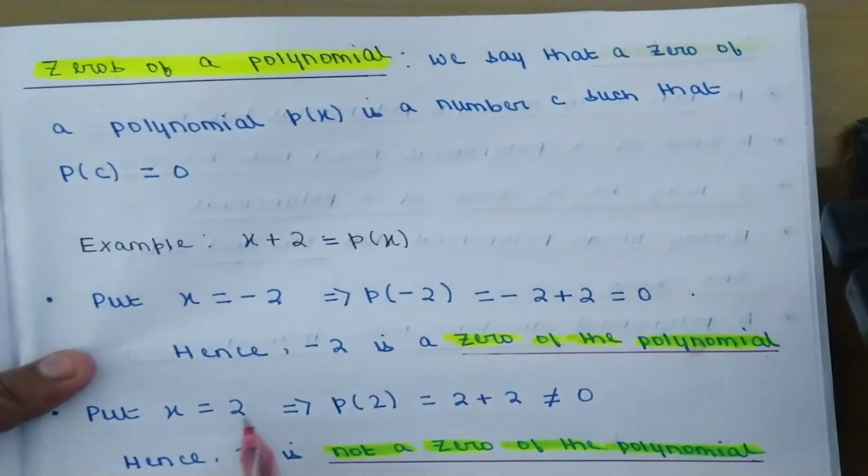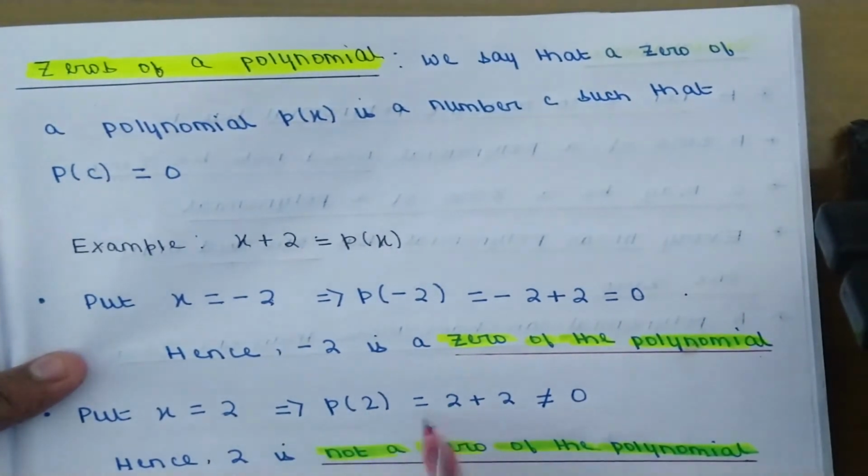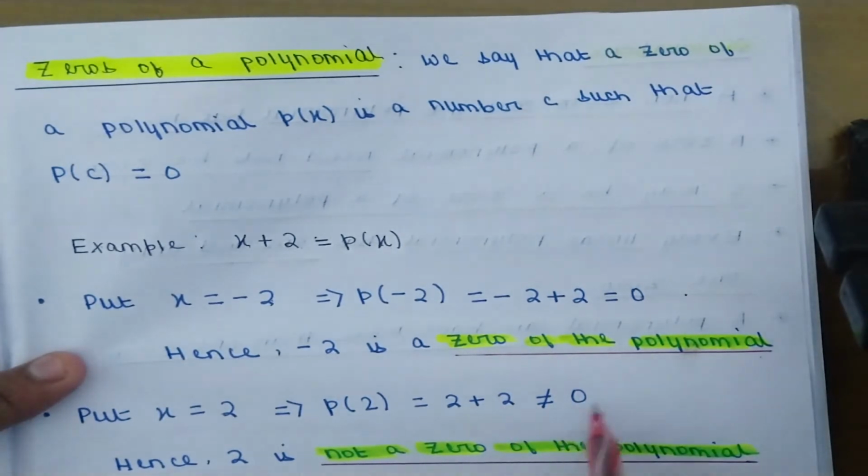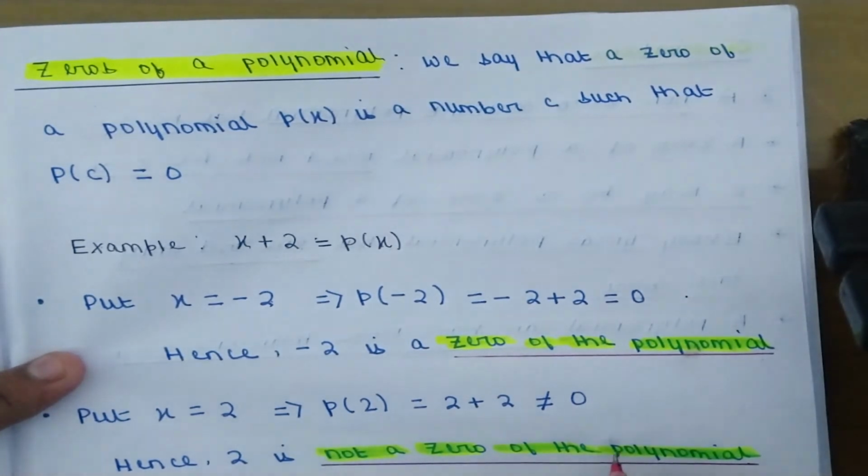Similarly, if we put x is equal to 2, we get p of 2 is equal to 2 plus 2, which is equal to 4, which is not equal to 0. Hence p of 2 is not equal to 0. So 2 is not a zero of the polynomial.